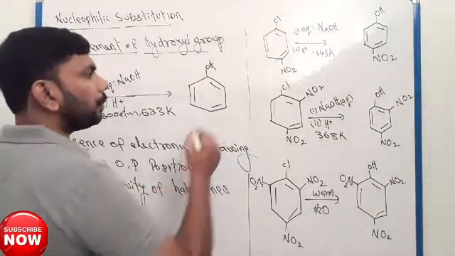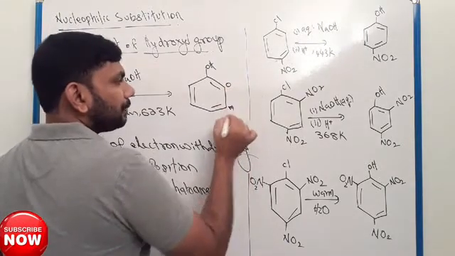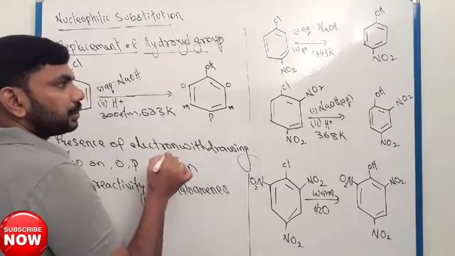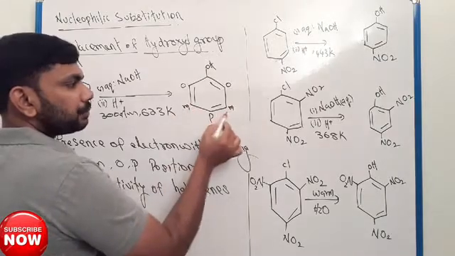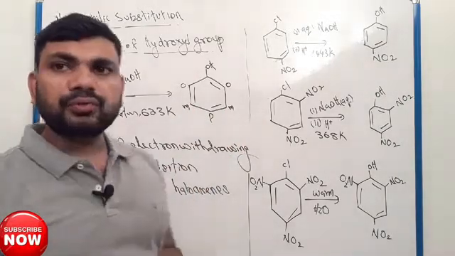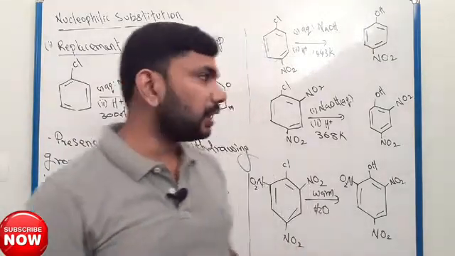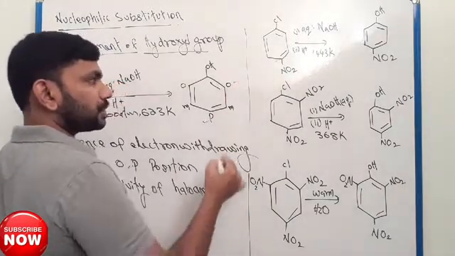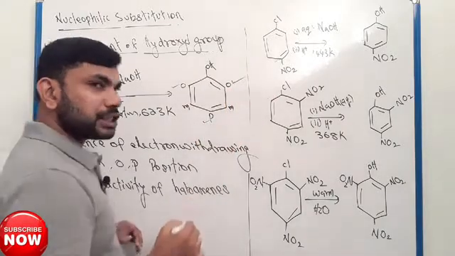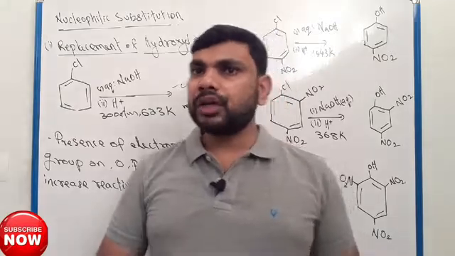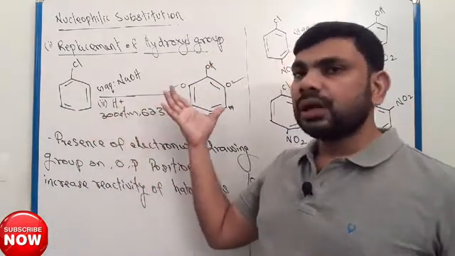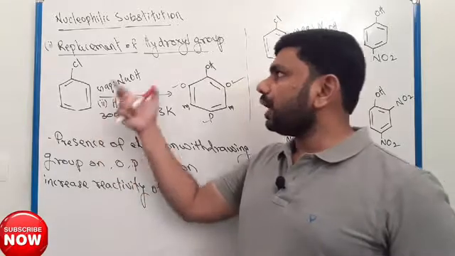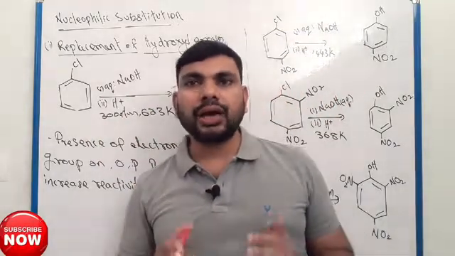In an aromatic compound, this is the ortho position, meta position, and para position. Similarly, this is the ortho position, this is the meta position. So here there are 2 ortho positions, 2 meta positions, and 1 para position. In nucleophilic substitution of haloarenes, if there is any electron withdrawing group in the ortho or para position, this type of nucleophilic substitution reaction will increase.